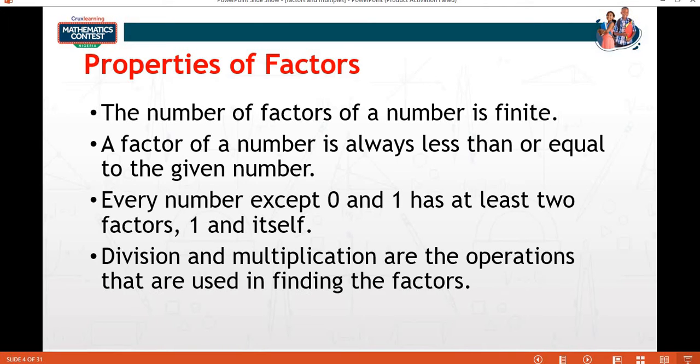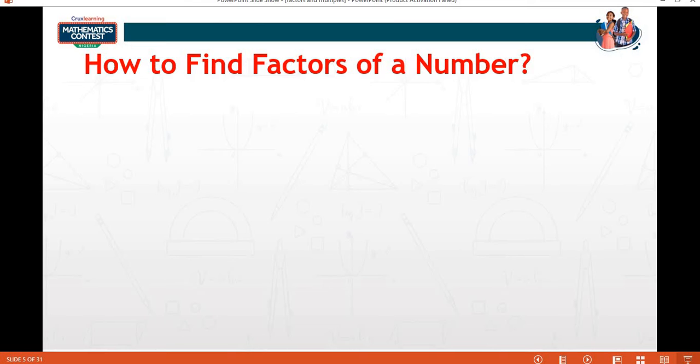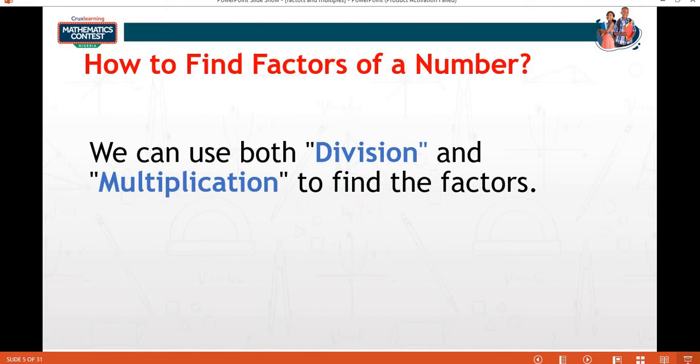Is that clear? Now, division and multiplication are the operations we use in finding factors. So how to find factors is using your division and multiplication. I'm going to show how you can use division to find the factors of a number and how you can use multiplication to find factors of a number. Is that clear to you now? So let's proceed.